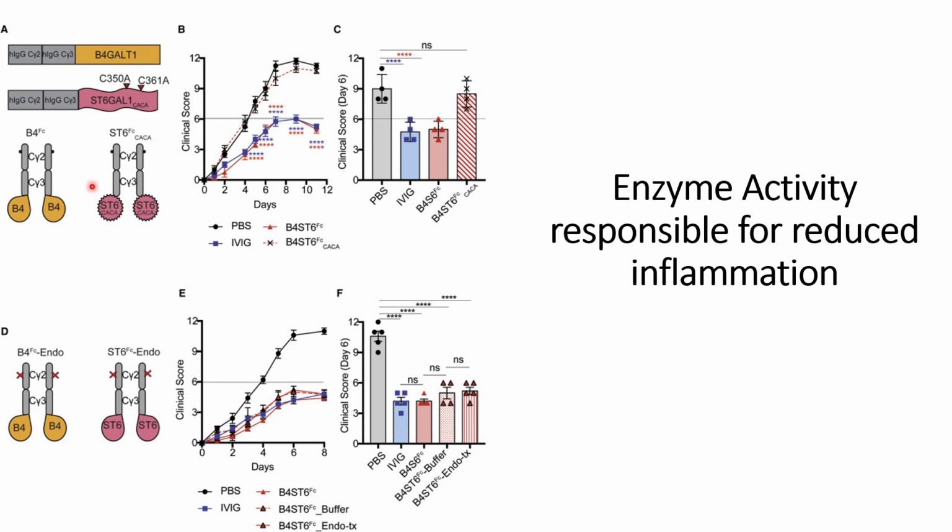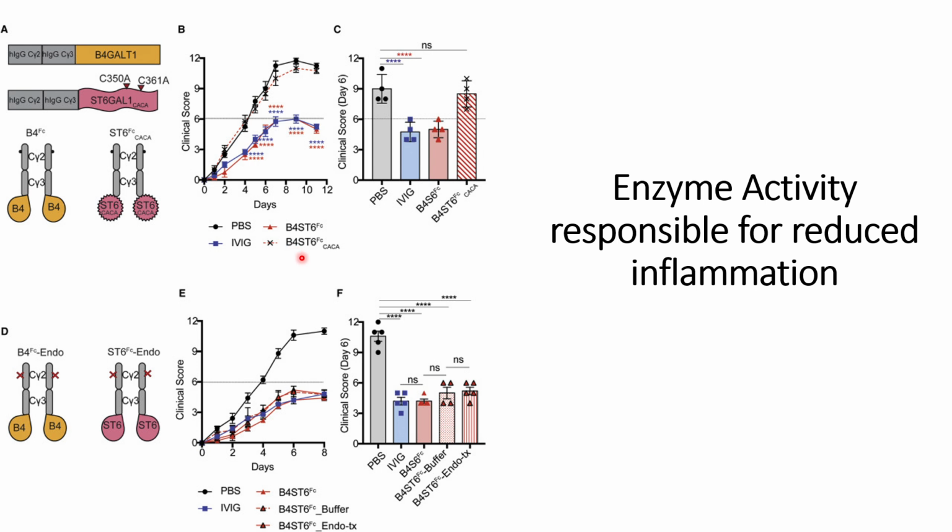In order to check this hypothesis, they mutated this sialyltransferase at two different positions: C350 replaced with A, and C361 replaced with A. This mutated enzyme they called ST6 Kaka, and the combined co-culture of B4F6 and mutated ST6FC is called B4ST6FC Kaka. And when they used these enzymes, they checked the inflammation and compared it with the control, that is PBS.